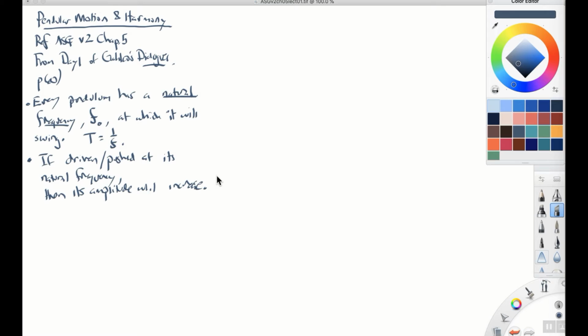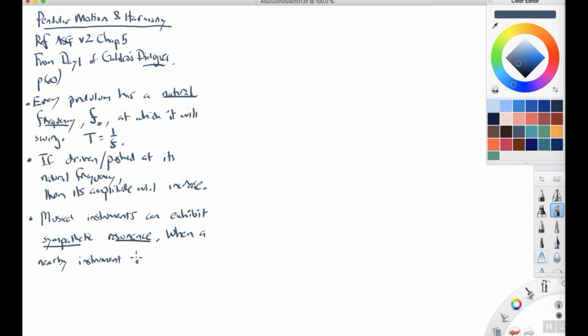Okay, so let me make a couple of other comments here. This is the next point that Galileo makes, which is related to the previous point I just made. Musical instruments can exhibit, and again, this is not the term that Galileo uses, but we will use it, sympathetic resonance. What do we mean by sympathetic resonance? That means that when a nearby instrument is struck, that has the same natural frequency as the distant instrument, the one that's separated from it, they will both vibrate.